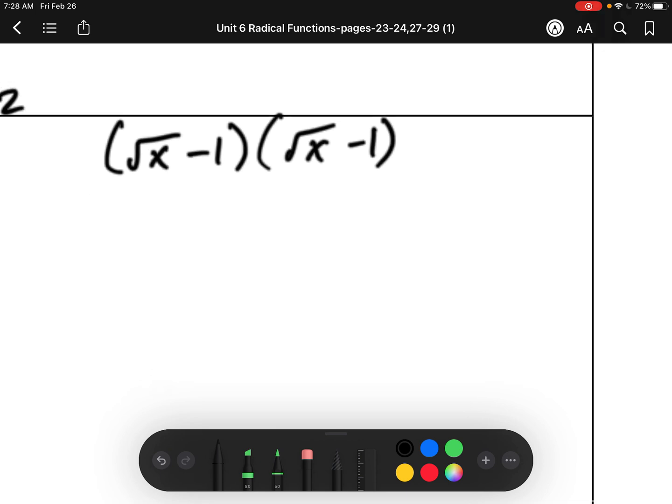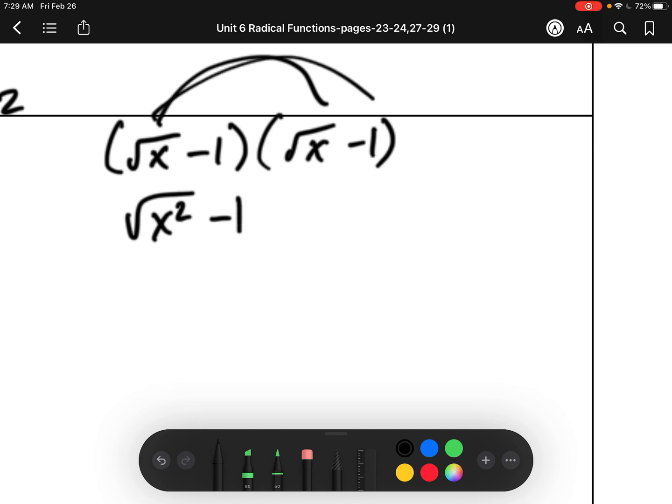So very similar. We're going to be using the distributive property, except we're multiplying radicals now, but we know how to do that. So we have the square root of x times the square root of x, which is the square root of x times x, which is x squared, right? Then we have the square root of x times negative 1, which is negative 1 times the square root of x. Then I have negative 1 times the square root of x, which again is negative 1 times the square root of x. And negative 1 times negative 1 is positive 1, right?